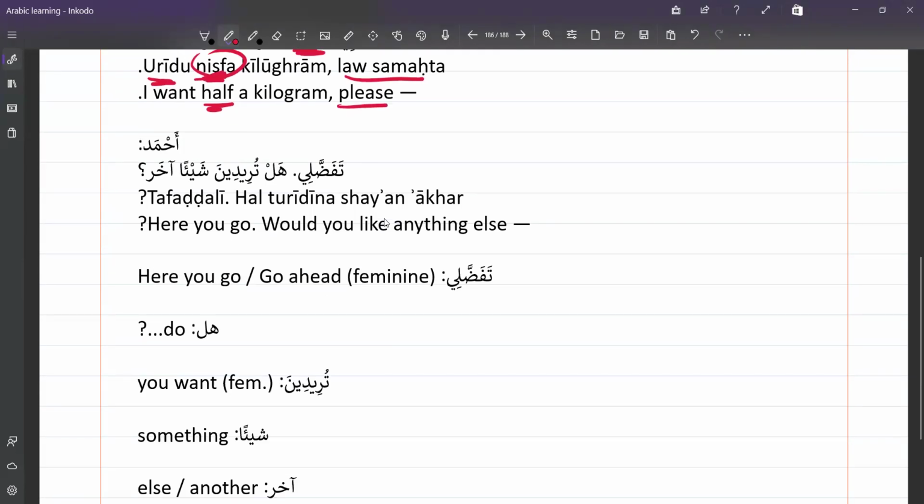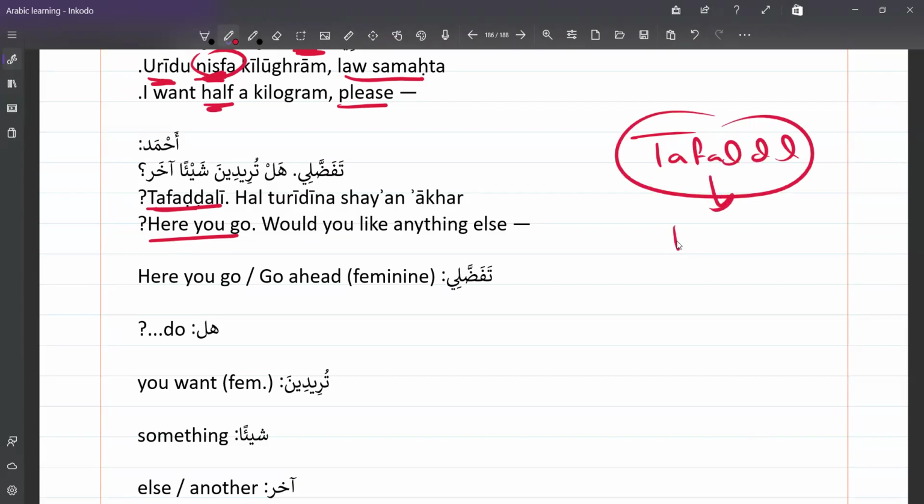Then Ahmad says, Tafaddali. Tafaddali means, here you go. We have done this word, but we did a variant of it. We studied the word tafaddal. Tafaddal again means here you go, but it is for referring to a male, and tafaddali is for female. That's the only difference.